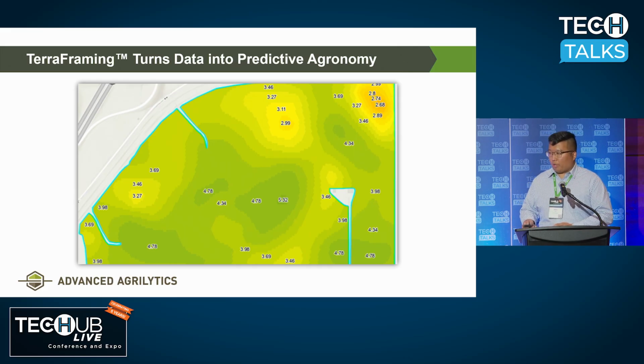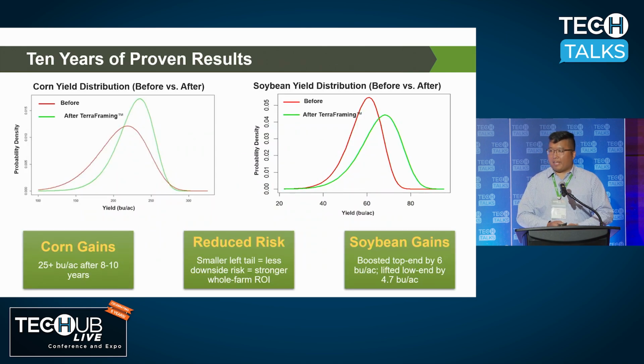To see how this works over the past 10 years, we've actually done some analysis on some before and after performance curves. And very simply here, I know we've got some small screens, so maybe some audience participation would be helpful. But the red curve represents growers before they came to Advanced Agrilytics, and the green curve represents what their performance curve looks like after Advanced Agrilytics and TerraFraming management. So maybe a couple people, what are you guys seeing? A phase shift, exactly right.